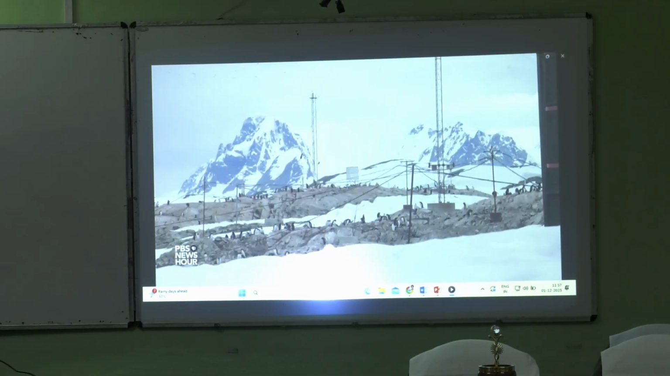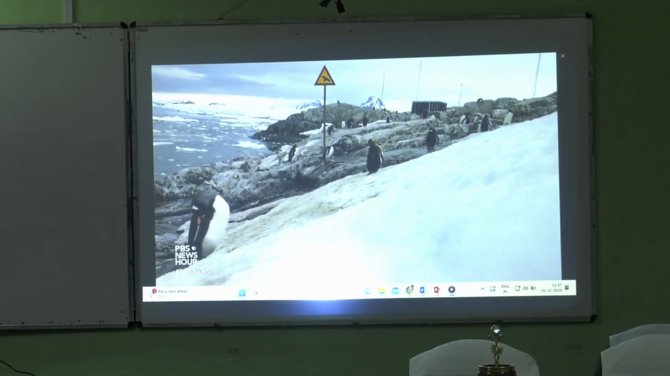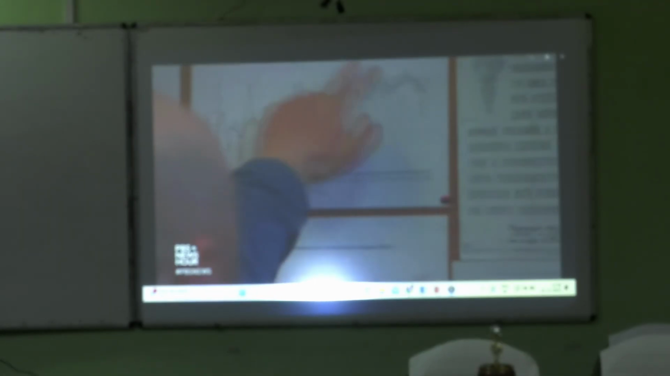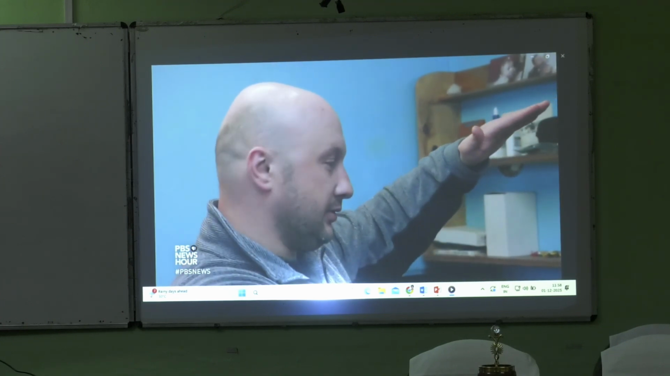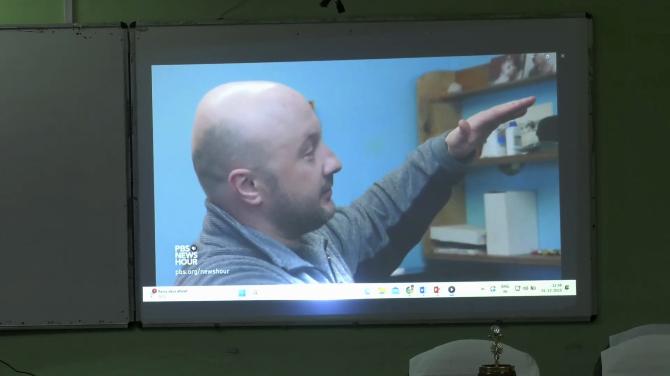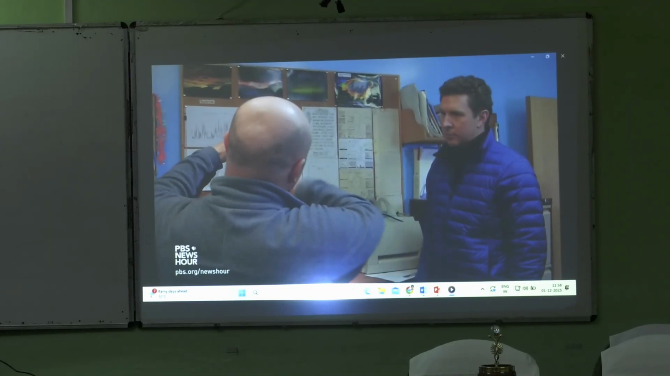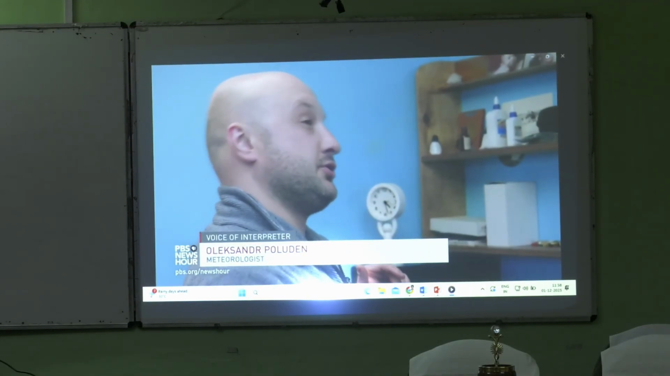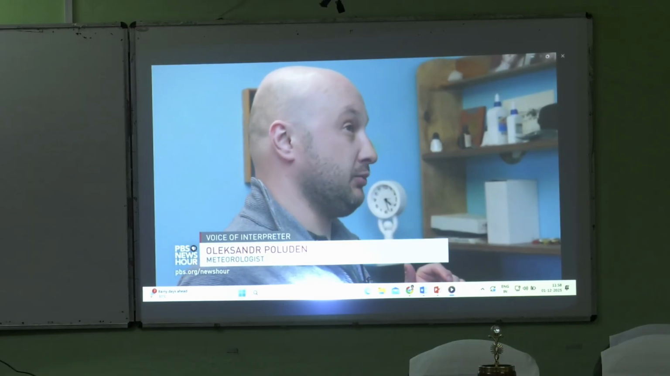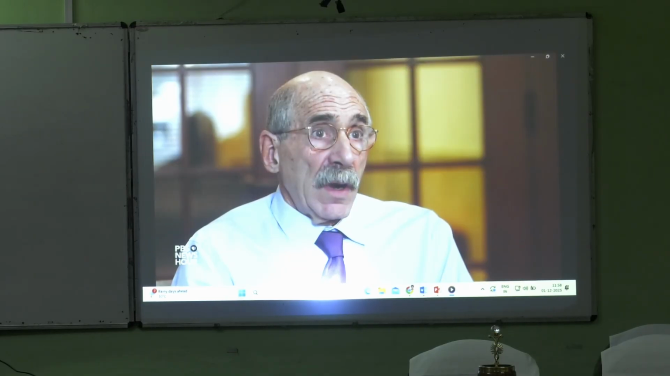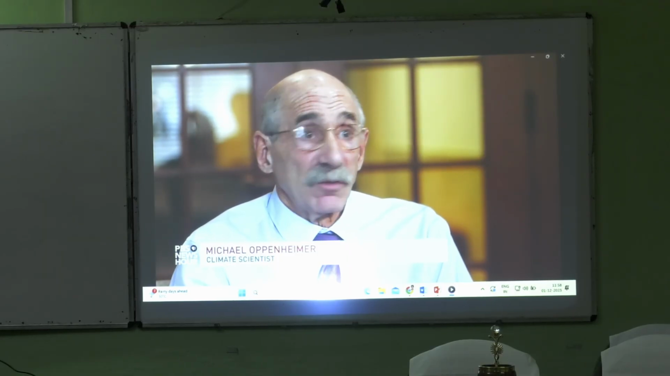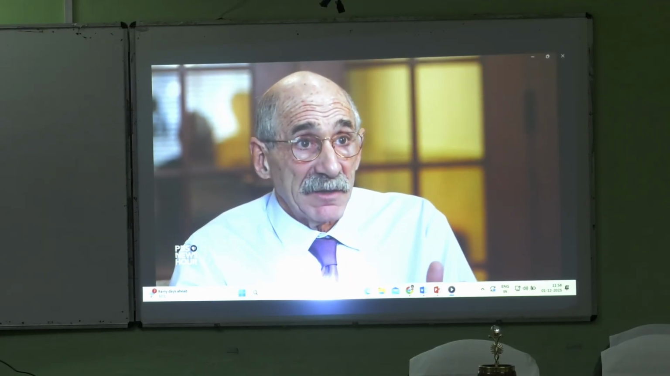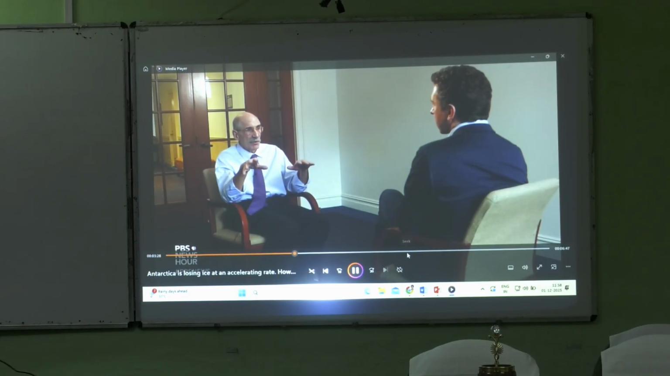While it's warmed and cooled at different times, Poluden says the overall trend here on the peninsula is clear. You will notice that the temperature doesn't tend to increase all the time, as there are certain fluctuations from year to year. However, it becomes evident that over about 70 years, the average year-round temperature has increased by 3.5 degrees. It's becoming clearer that parts of Antarctica appear to be unstable and are losing ice much faster than we expected. Michael Oppenheimer is a climate scientist and professor of geoscience at Princeton University.